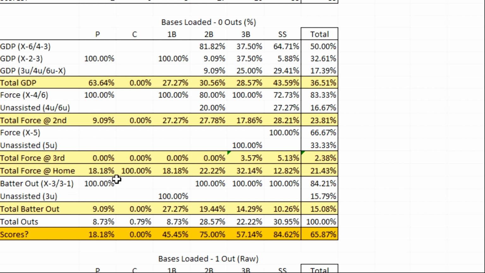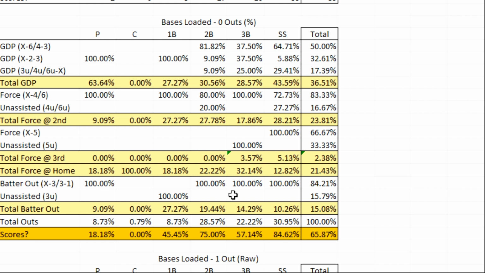Almost 1/5 of the time, he's throwing home at least to get the lead runner. So if we look at those two combined, that's a very high percentage. Over 80% of the time that the pitcher is throwing home on a ground ball back to him with the bases loaded, which, again, makes total sense.